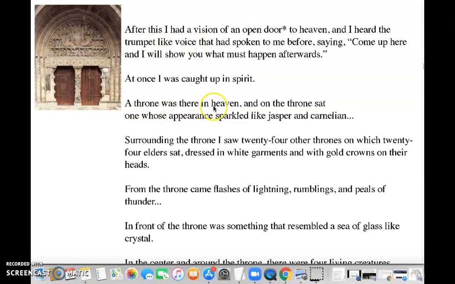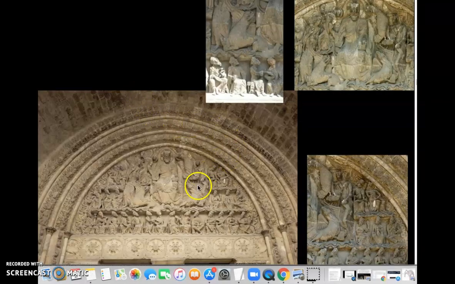A throne was there in heaven. Surrounding the throne, I saw 24 other thrones on which 24 elders sat. And so all of those elders are in there with crowns on their head. In front of the throne was something that resembled a sea of glass like crystal. You see that the artist has used a lot of stylization, a lot of rippling lines, like sea of glass, like peals of thunder, a sense of animated twisting and turning.